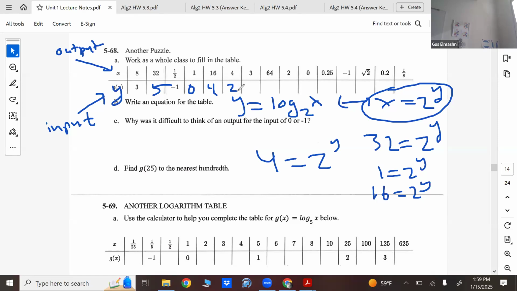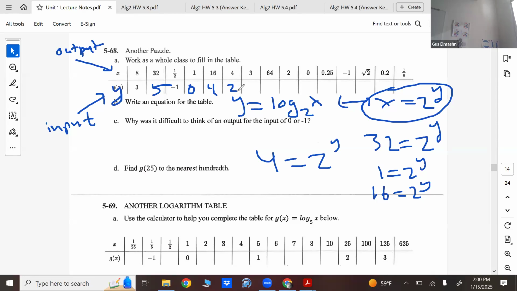So if I let y be my input, 2 cubed is 8. 2 to the 1 is 1/2. That makes sense, right? So it's just kind of a reverse situation. So with that in mind, 2 to the x equals 32, my input must be 5. If I want my output to be 1, my input has to be 0. If I want my output to be 16, I want my input to be 4. If I want my output to be 4, I want my input to be 2, because 2 squared is 4.